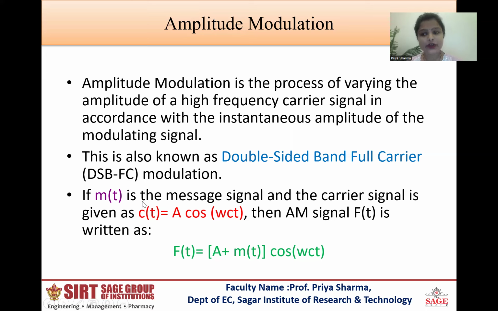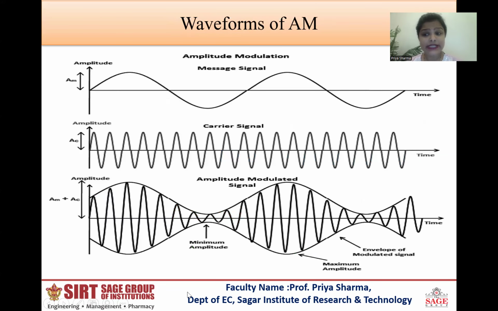If m(t) is denoted as the message signal and the carrier signal is given as c(t) = A cos ωc t, where ωc is the frequency of the carrier wave, then the AM signal, denoted by f(t), is written as f(t) = [A + m(t)] cos ωc t. This is the basic waveform showing how the modulation takes place.